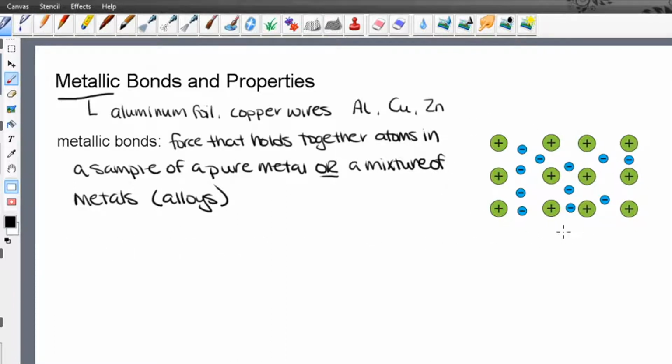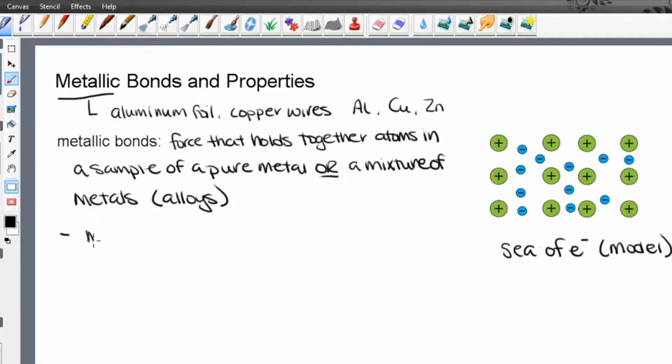And this is a diagram of what that structure looks like at the atomic level. And we call this structure the sea of electrons. This is the name of the model, just like the crystal lattice was the name of the model for ionic bonding.